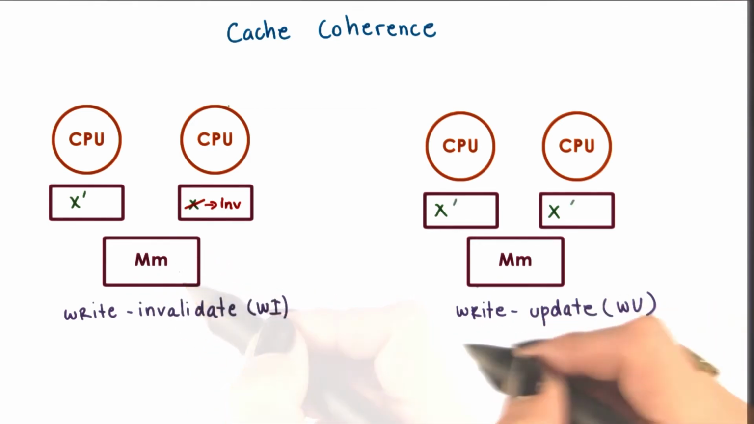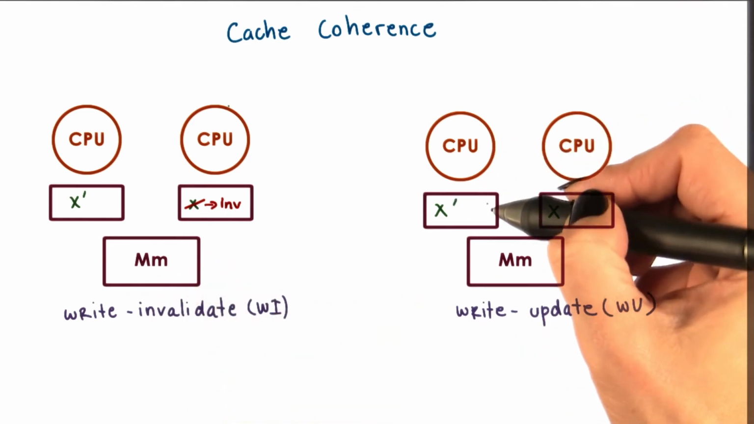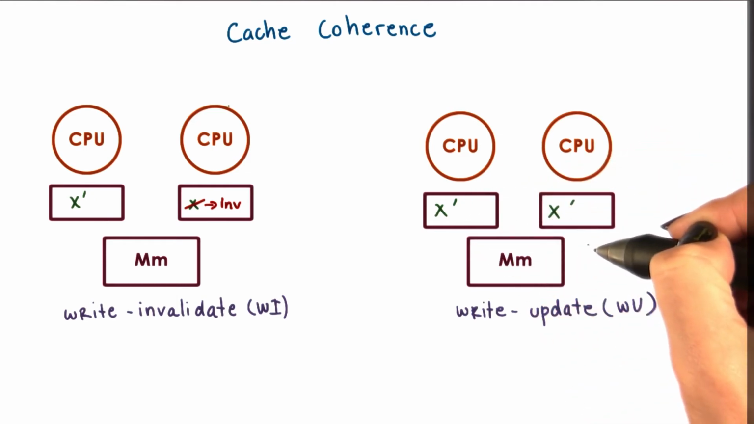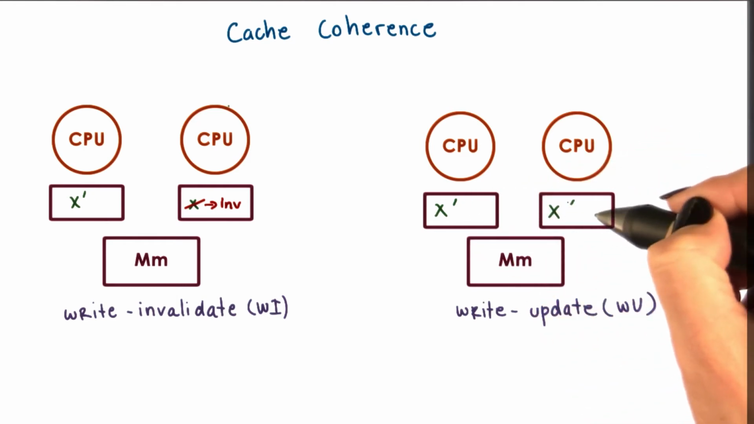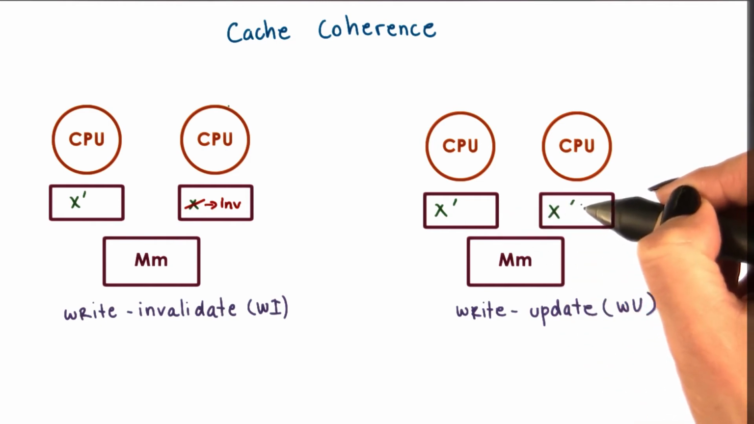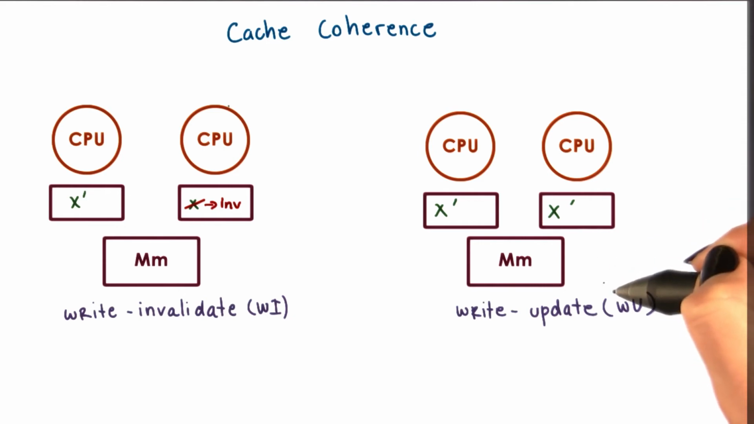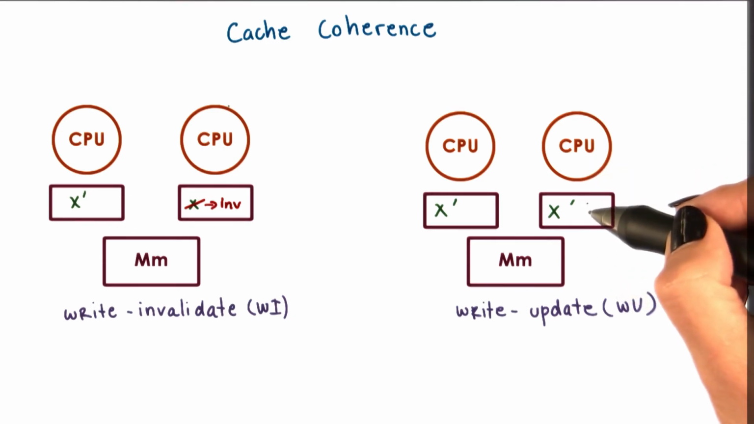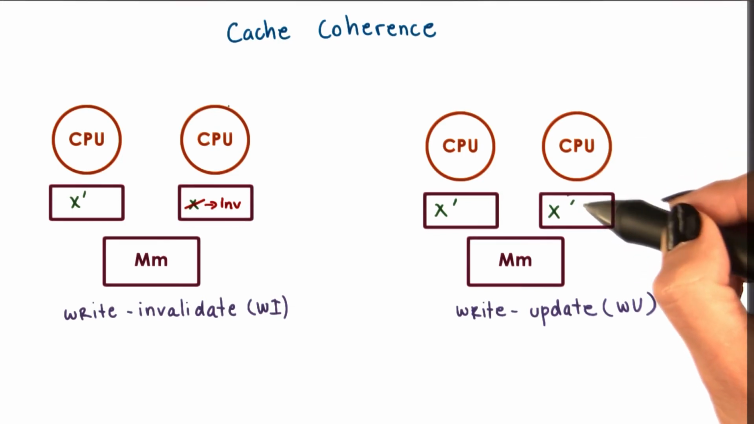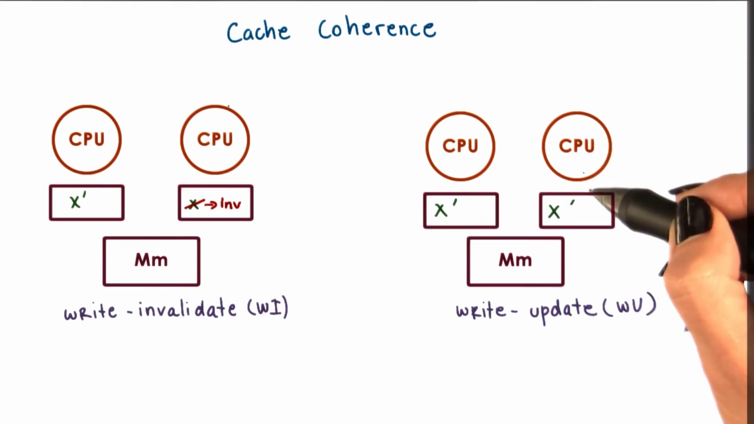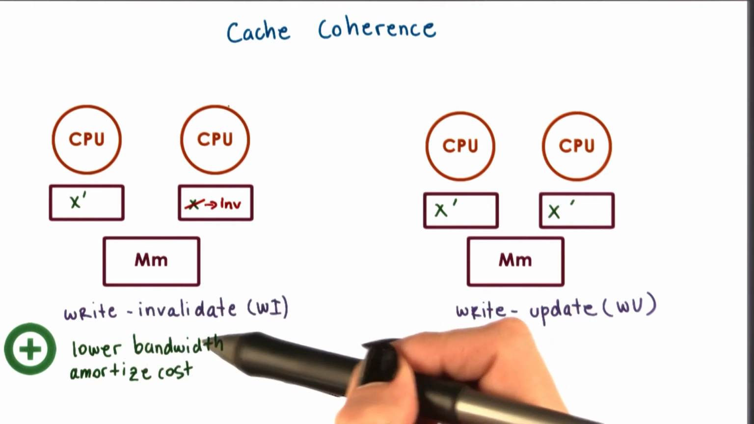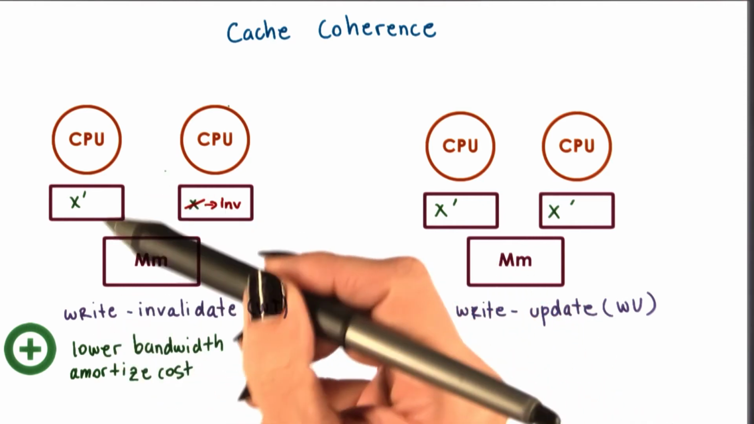In the write update case, when one CPU changes the value of X to X prime, then the hardware makes sure that if any other cache has cached that same memory location, its value gets updated as well, as the name of this method suggests. Subsequent accesses to this memory location from the other CPU will result in a cache hit and will return the correctly updated new value.